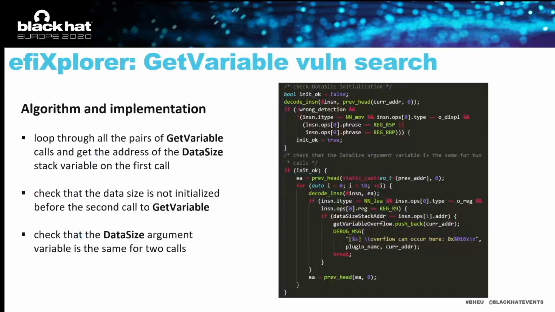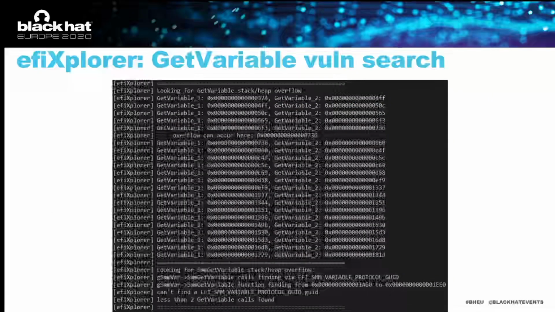And using that information, how do we find potential security vulnerabilities? Well, we just started with something simple. Let's just try to find sequences of two get variables in a row which use the same data size which is not initialized, and see what it yields us. And surprisingly, this pattern works pretty well. We were able to find a lot of interesting things in our data sets.